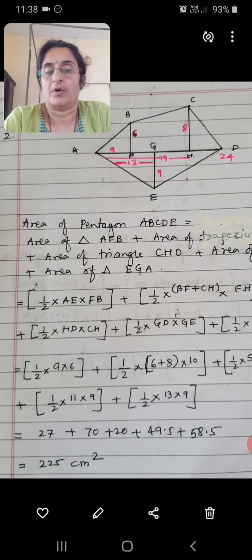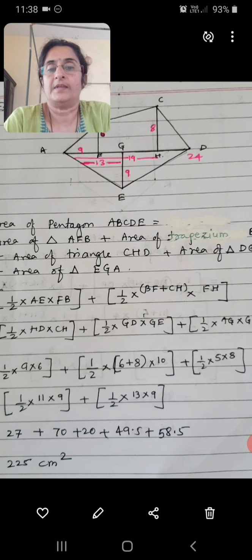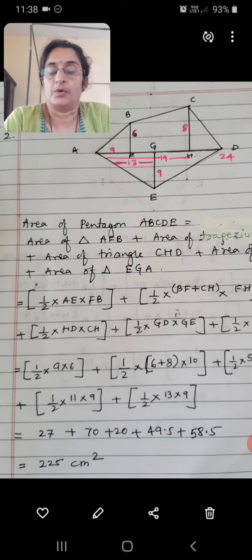So in the next step, what I have done: half into the first triangle, that is 9 into 6. Then the area of the trapezium is half into 6 plus 8, those are the two parallel sides, into the height, which we are going to take as FH. Then the area of the third triangle, that is half into 5 into 8. Next you are going to take the lower triangle, that is half into 11 into 9, and then plus the last triangle, that is half, base is 13, height is 9.